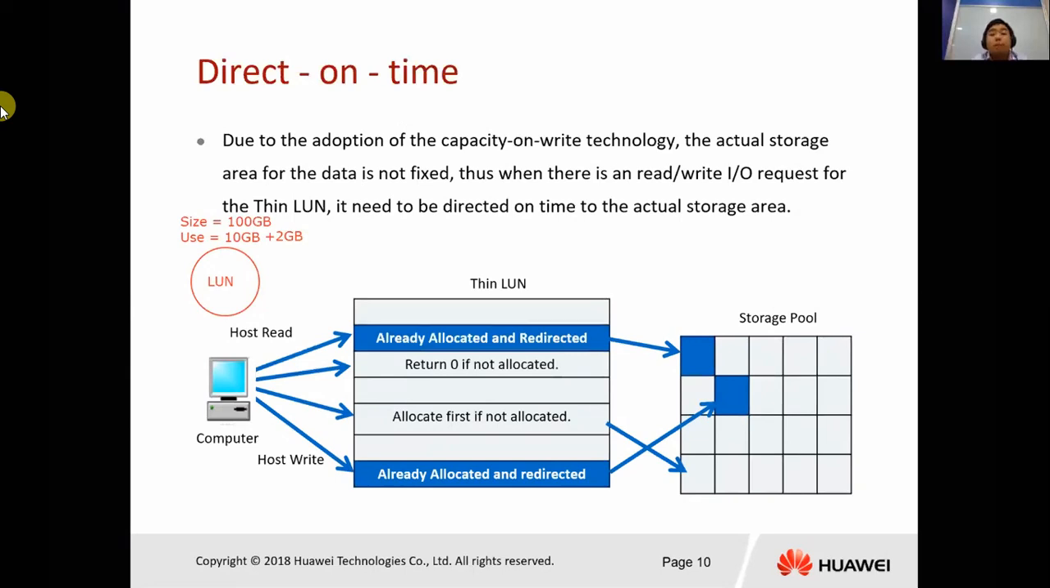Right? In SmartThin. So these two mechanisms are interrelated to one another. Okay? So these are the two mechanisms, direct on write and capacity on write. Right? These two are the mechanisms.